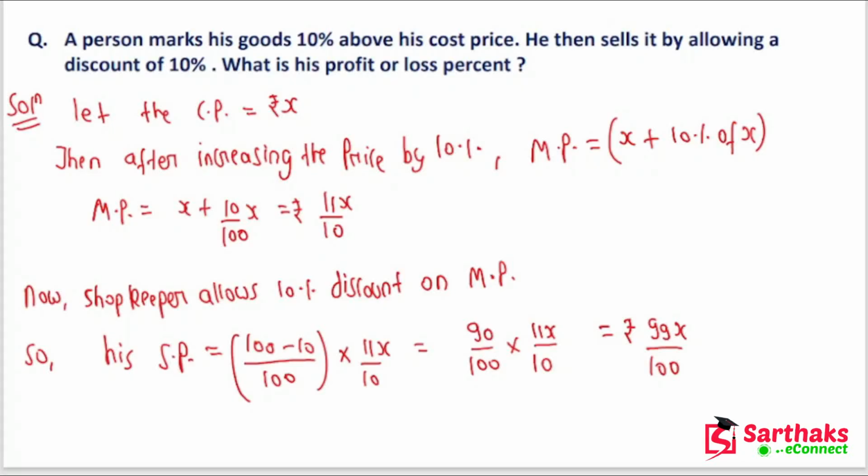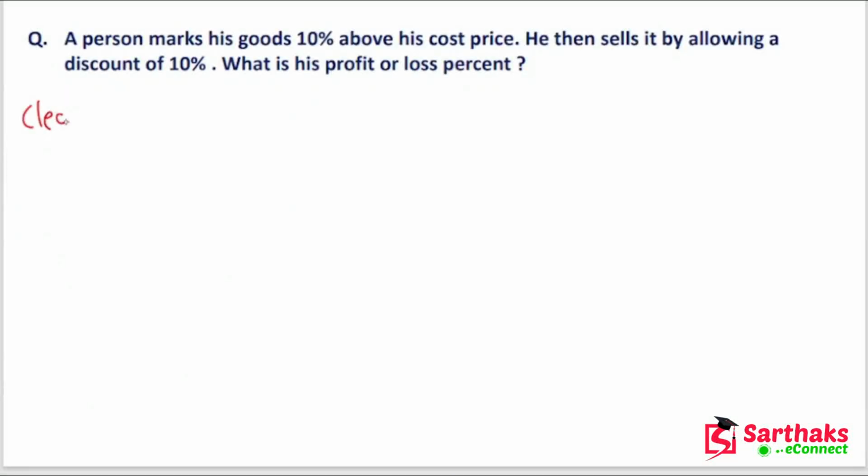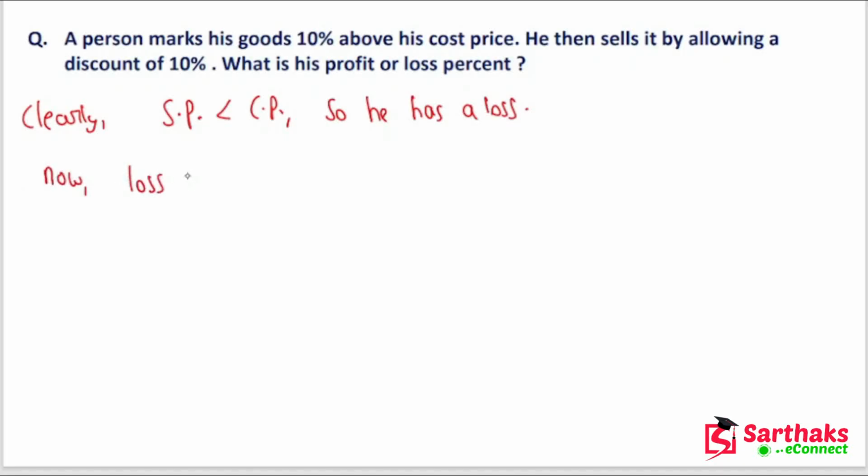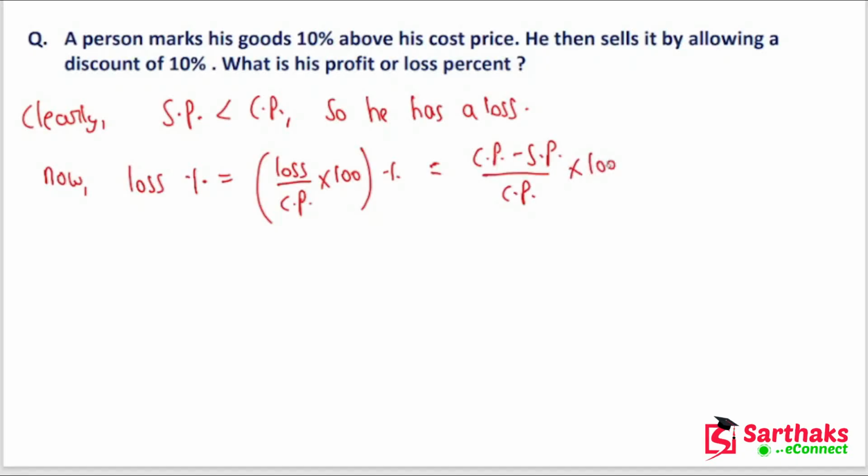You can directly see, so he is having a loss. Clearly, selling price is less than cost price, so he has a loss, right? Now what is that loss percentage? Loss percent is loss upon cost price into 100%. And how do we calculate loss? It is simple, it is CP minus SP, because CP is greater over here, so it is CP minus SP upon CP into 100%. Okay, so it will be the loss percent.